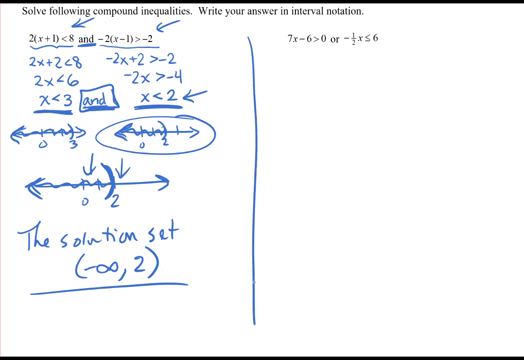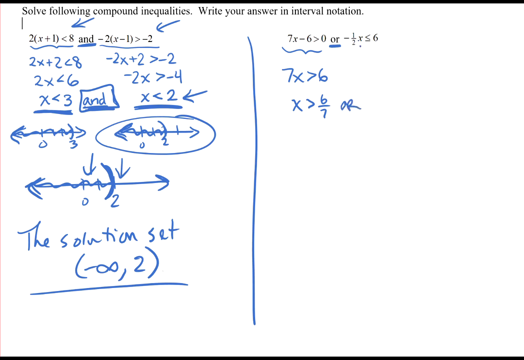7x minus 6 is greater than 0, or negative 1/2 x is less than or equal to 6. Again, we're going to solve them independently and then take advantage of what that or is saying. That or is saying to union the two solution sets that you get. So let's first solve the one on the left. Add the 6 to both sides, so 7x is greater than 6. Divide by the 7, x is greater than 6/7. Leave that as a fraction; don't try to change it into a decimal, it's not a nice decimal.